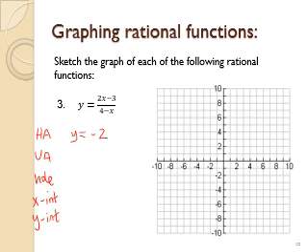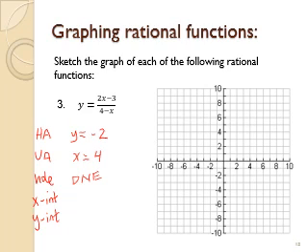Your vertical asymptote, that's when you divide by 0. If x is 4, you will divide by 0. And when x is 4, the top is not going to be 0. So that means you do not have any holes.